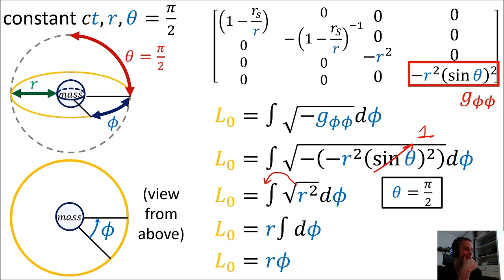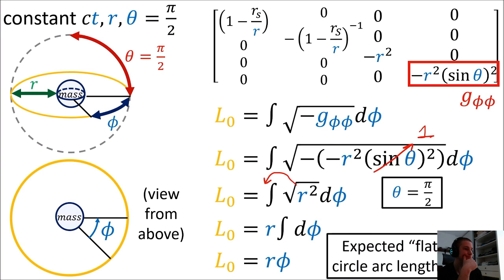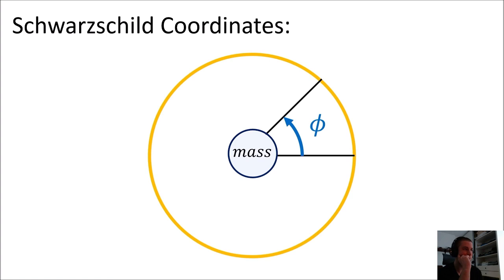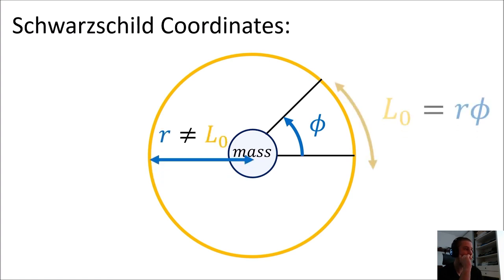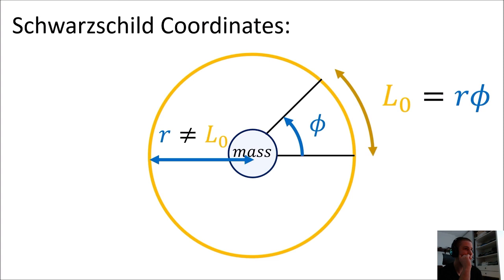This is an interesting result because r times phi is the standard circle arc length formula that we see in flat space. For example, for an angle of phi equals 2 pi, we get the standard formula 2 pi r for the circumference of a circle around the mass. So even though the r-coordinate doesn't directly measure the physical radius to the mass, it does accurately measure the circumference of circles around the mass according to the standard flat space arc length formula, r times phi.